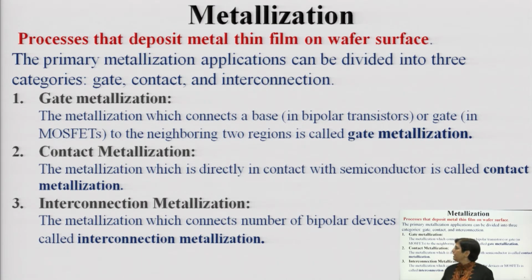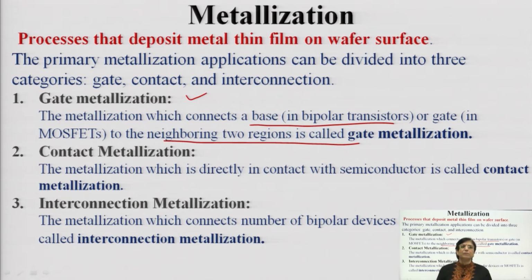The first category is gate metallization. In MOS devices, I need a gate material comprising metals, and you need to establish the gate contact also. Gate metallization connects the base of a bipolar transistor or the gate in the case of MOSFETs to the neighboring regions, and that is known as gate metallization.